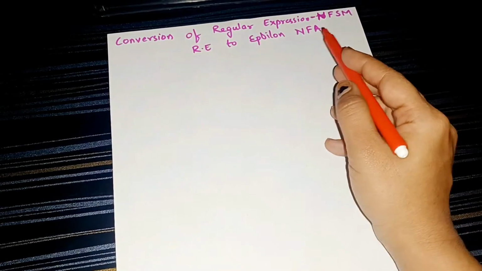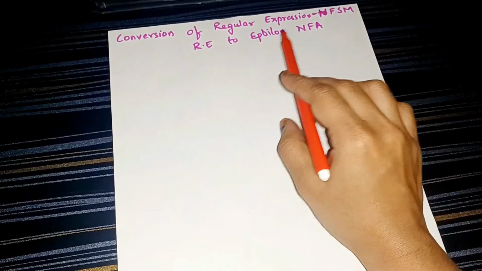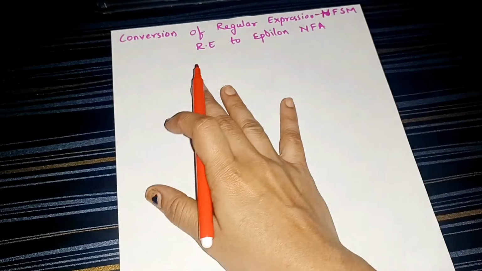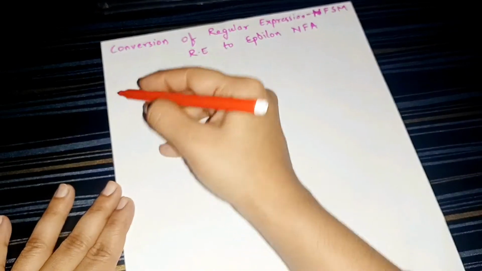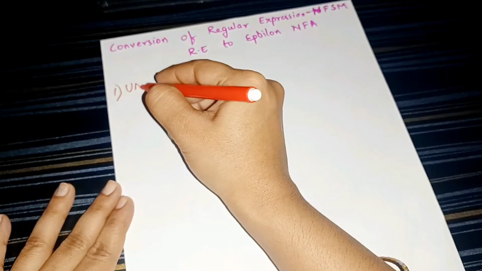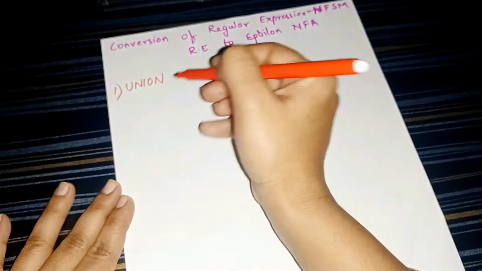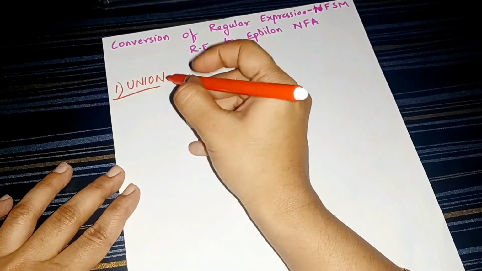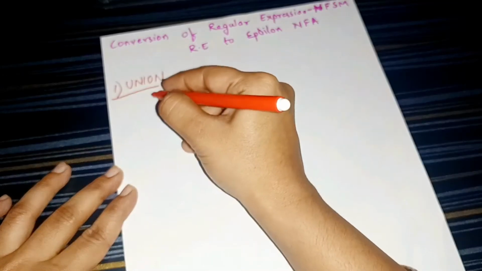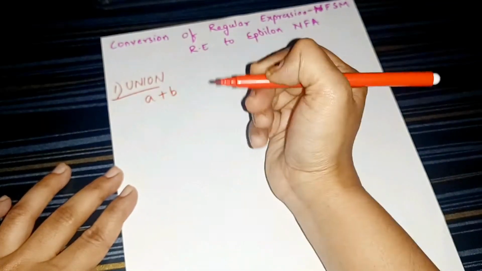So, conversion of regular expression to NFA, how will we convert that to an epsilon NFA? Here also we have certain rules. So for union, we will be using epsilon. For example, I have A plus B.